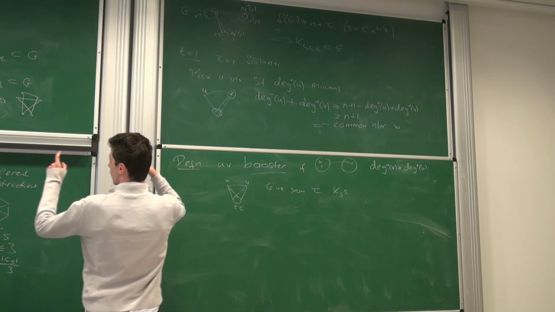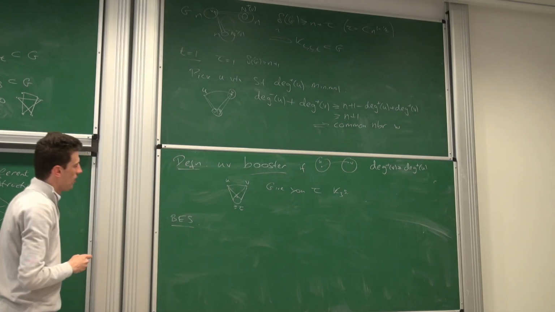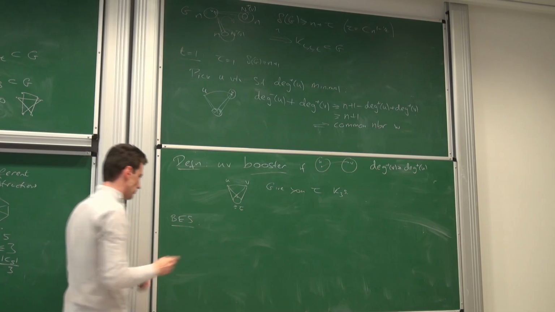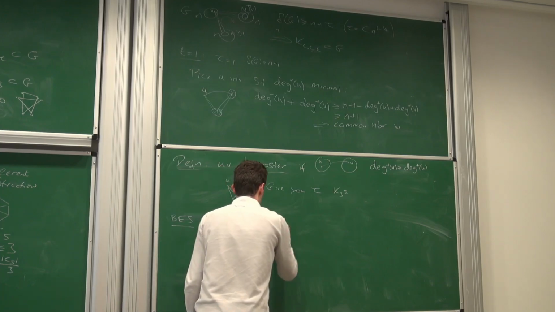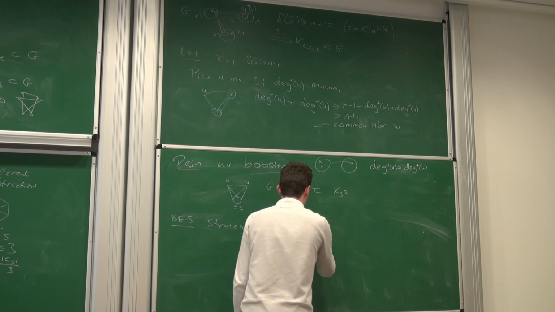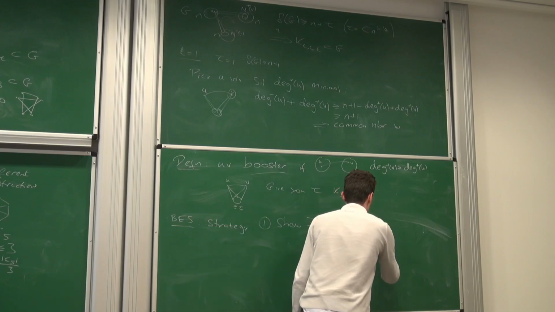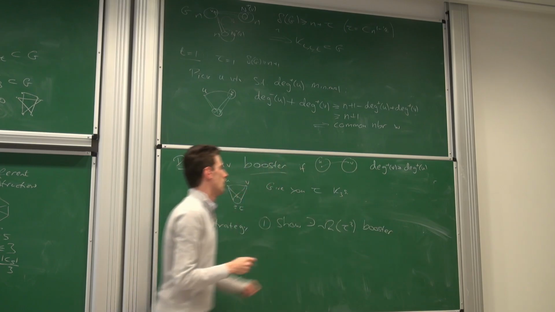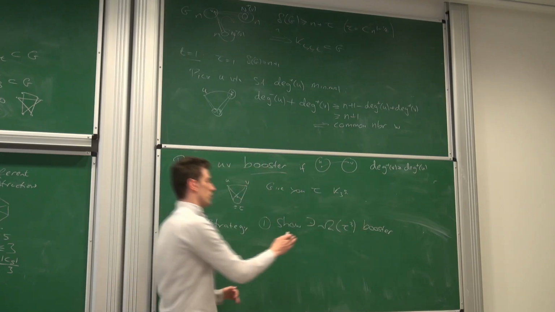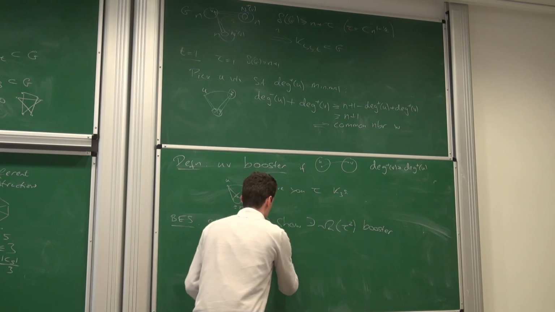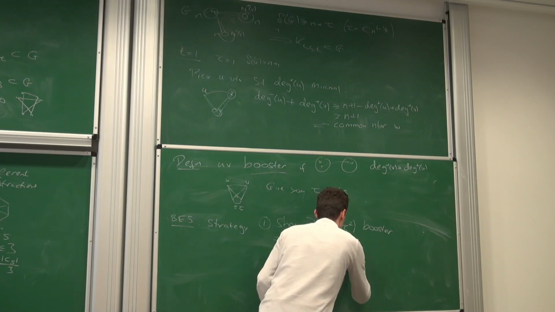So now let's talk about Bollobás and Szemerédi's strategy. Step 1: show that there are at least tau cubed booster edges. And once you've got lots of booster edges, sorry, at least tau squared booster edges, that implies at least tau cubed triangles.